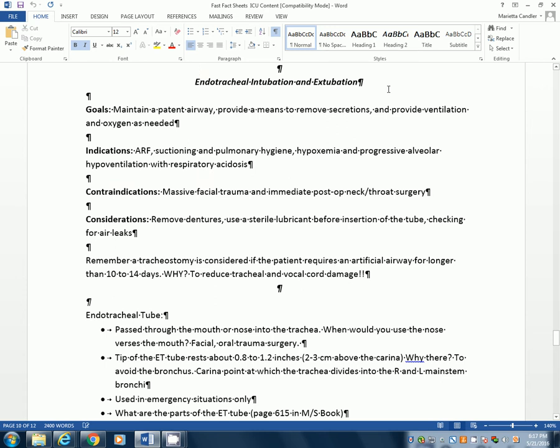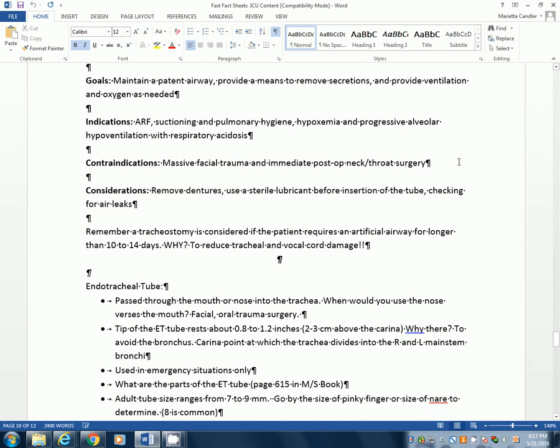Are there any contraindications to putting an ET tube down someone? Yeah. Massive facial trauma, someone who's been in a motor vehicle accident who has massive facial trauma, or someone who's had immediate post-op neck or throat surgery. Of course, you wouldn't want to be messing with that and intubating. Considerations, in that case, you would probably have to do a trach.